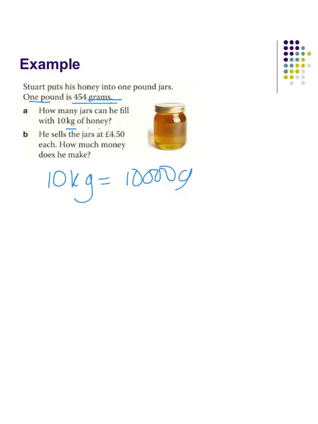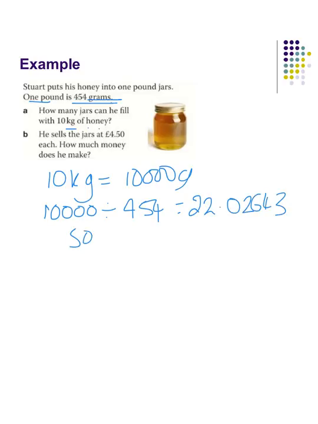So if 1 jar holds 454 grams, then the number of jars will be 10,000 divided by 454. And again, we had to change our units. So that will give us, on the calculator, 22.02643. So rounding that down, he'll get 22 jars.